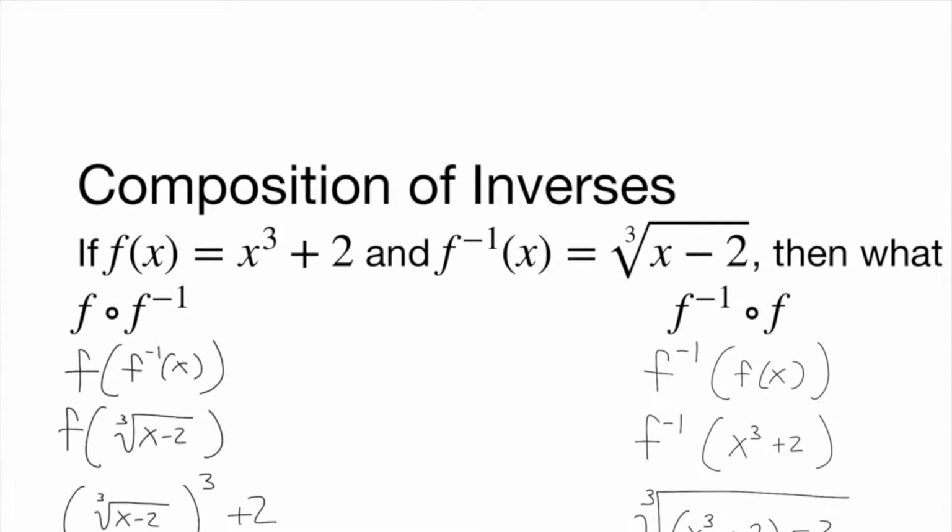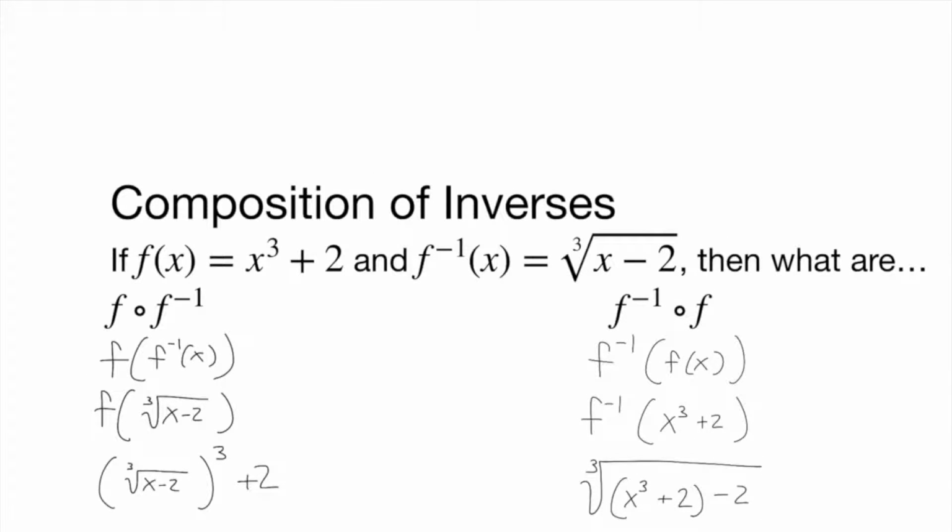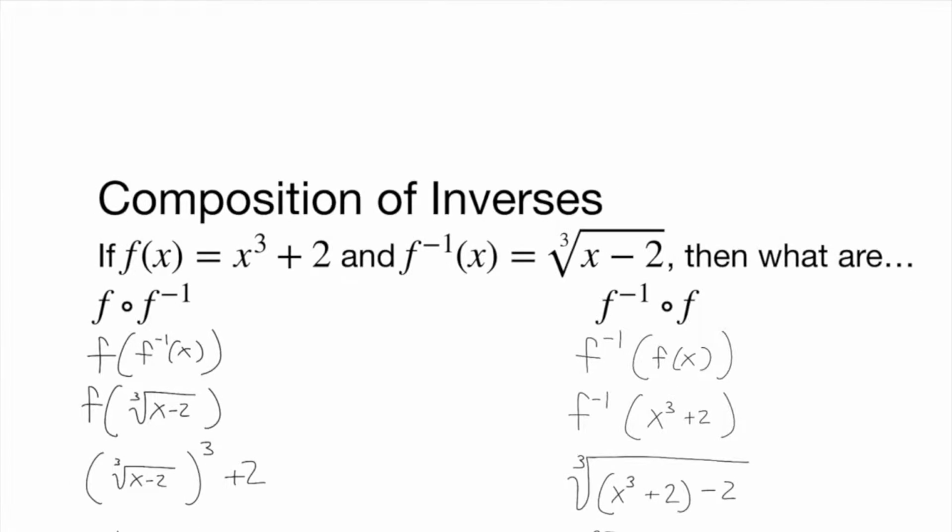Well, if f of x is equal to x cubed plus 2, and the inverse is the cube root of x minus 2, as we figured out on the previous page just a few moments ago, then you might ask yourself, what is f composed with the inverse of f, and what is the inverse of f composed with f? And remember what composition really is. You're just taking a function and putting it into another function. So f of the inverse of f of x.